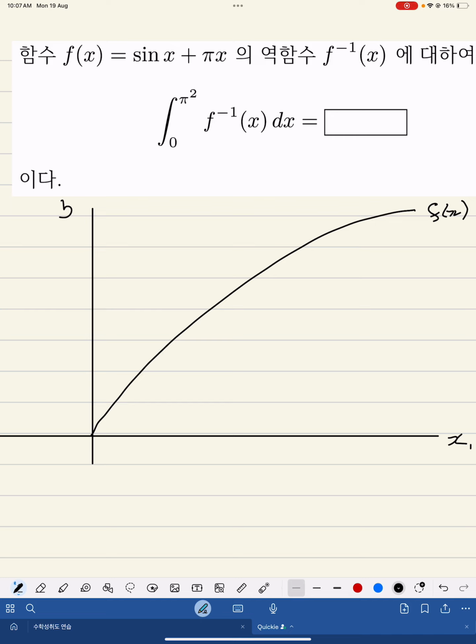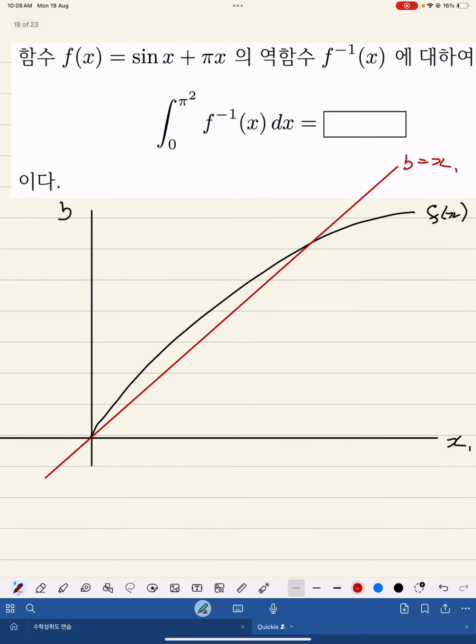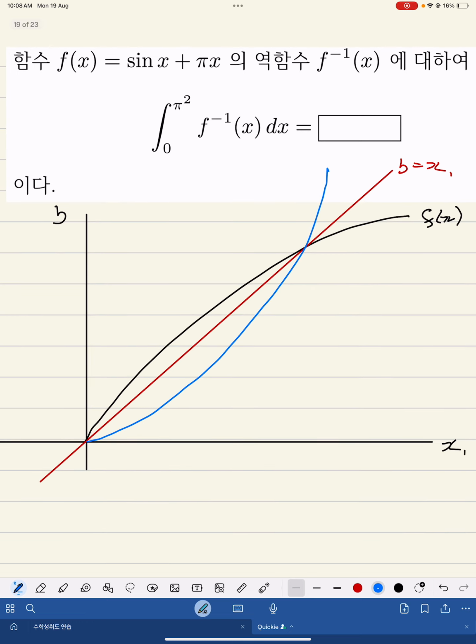So if we wanted to draw the inverse function, well, that would be a reflection of the graph in the line y equals x. So that would be something like this, right? So this is the inverse. So this is f inverse of x, right?